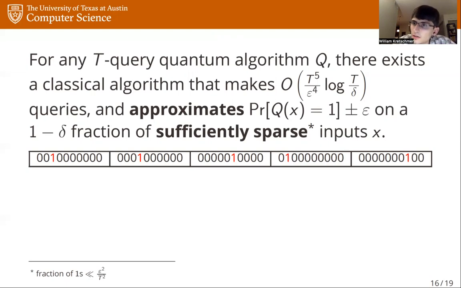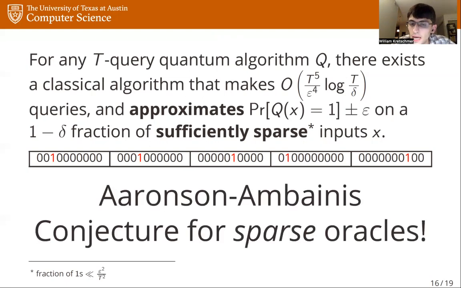What's interesting about this theorem is that it bears very close resemblance to a well-known conjecture about quantum algorithms that is sometimes called the Aaronson-Ambainis conjecture. The Aaronson-Ambainis conjecture basically posits that something very similar holds, where a quantum algorithm can be simulated under a large fraction of inputs, except under a large fraction of all uniformly random inputs instead of all sparse inputs. So in other words, what we show is basically a sparse version of the Aaronson-Ambainis conjecture.